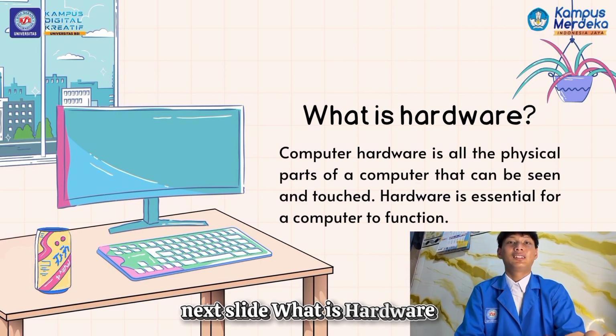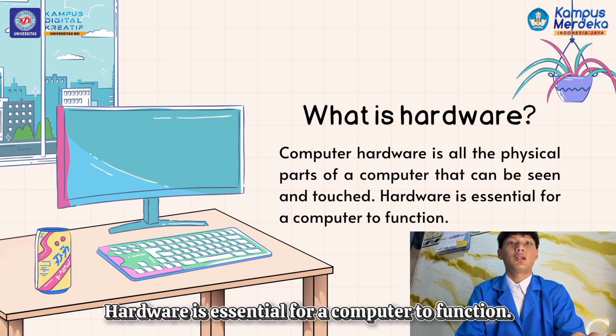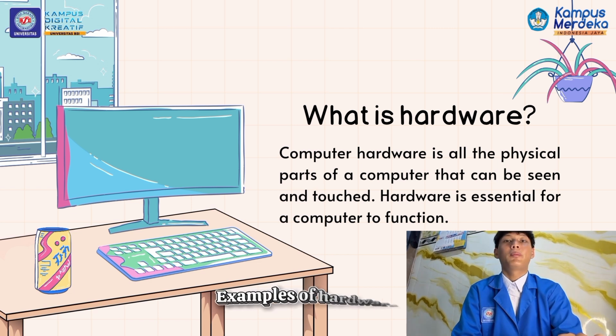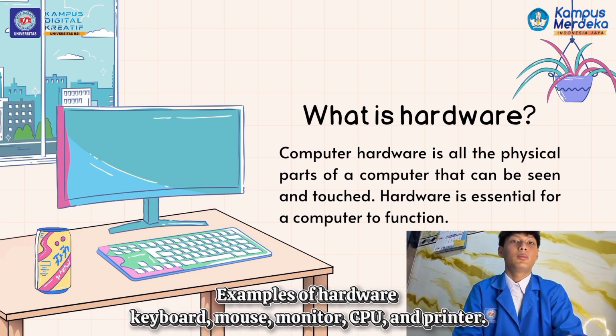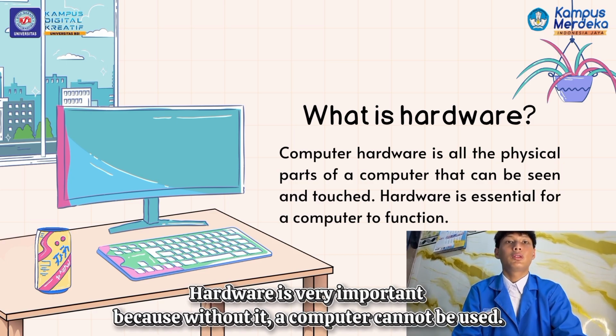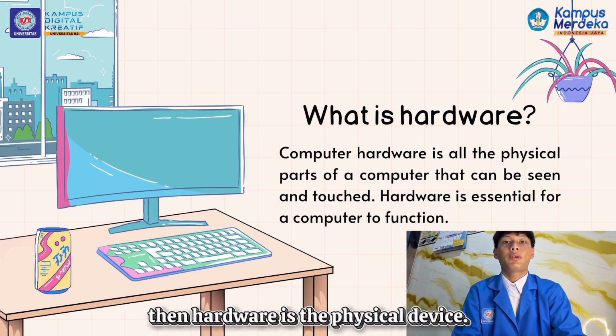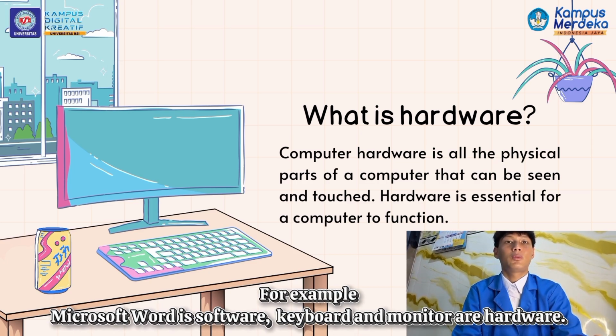Next slide, what is hardware? Computer hardware is all the physical parts of a computer that can be seen and touched. Hardware is essential for a computer to function. Examples of hardware: keyboard, mouse, monitor, CPU, and printer. Hardware is very important because without it, a computer cannot be used. Simple explanation: if software is a program, then hardware is the physical device. For example, Microsoft Word is software, while keyboard and monitor are hardware.